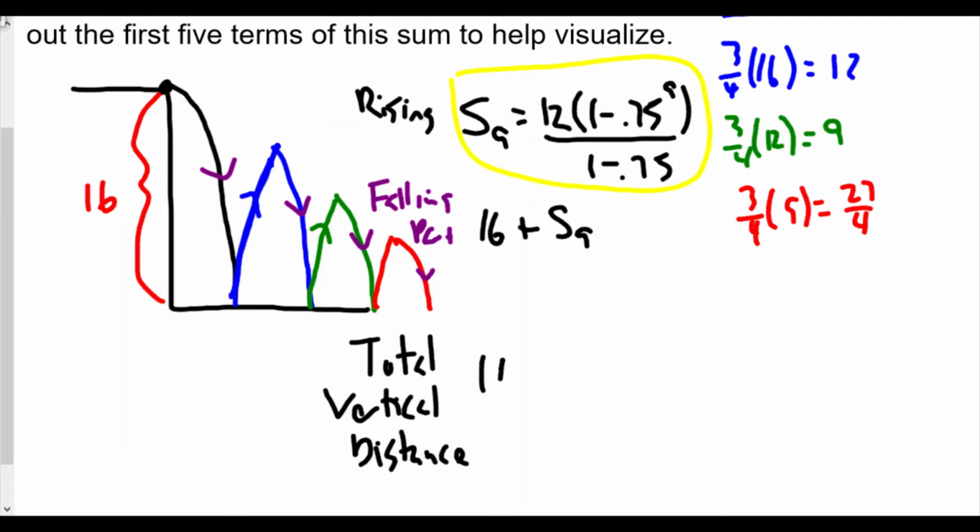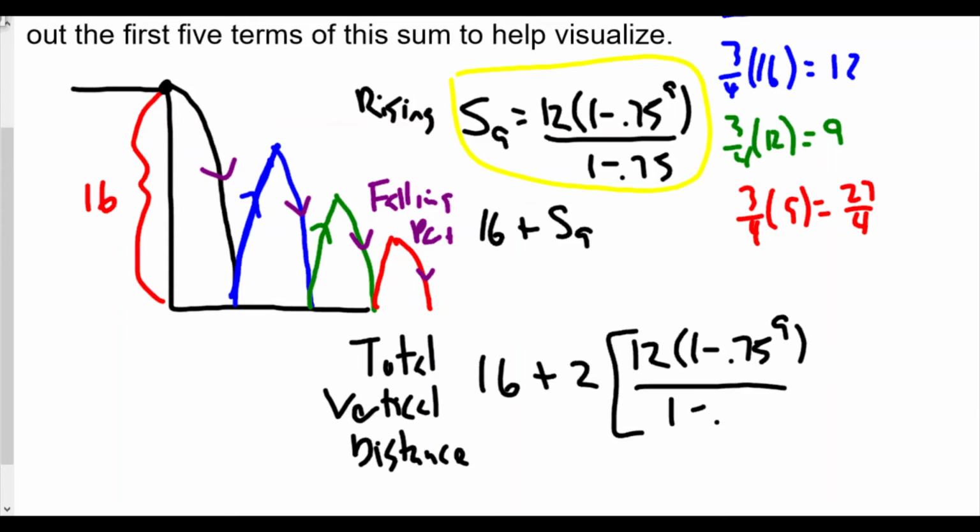That would be 16 plus 2 times the sum of 9, which would be, in this case, 12 times (1 minus 0.75 to the ninth power), all over 1 minus 0.75. Okay? Now, again, I want to be very clear about this.